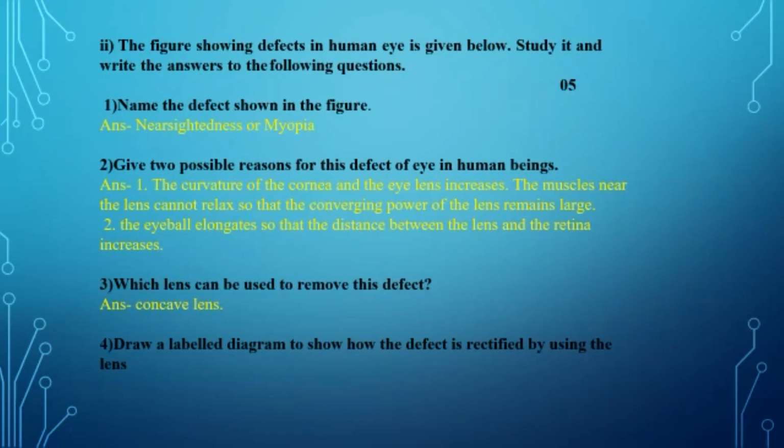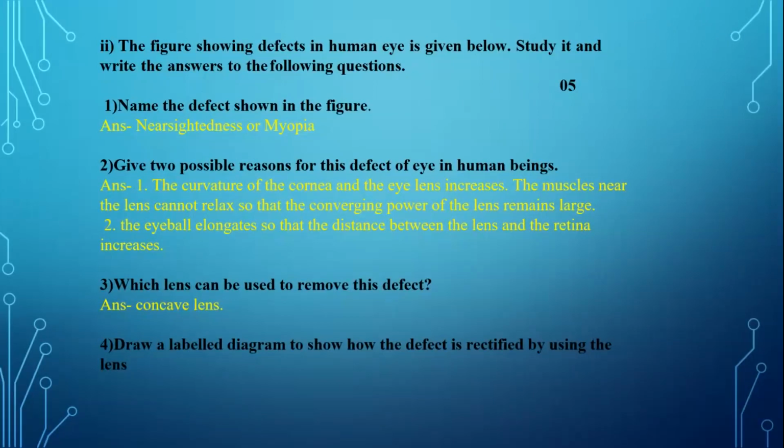Which lens can be used to remove this defect? Which lens is used, students? A concave lens is used to remove this defect. Now see, draw a labeled diagram to show how the defect is rectified by using the lens. You have to draw a labeled diagram to show how you can rectify this by using this concave lens.